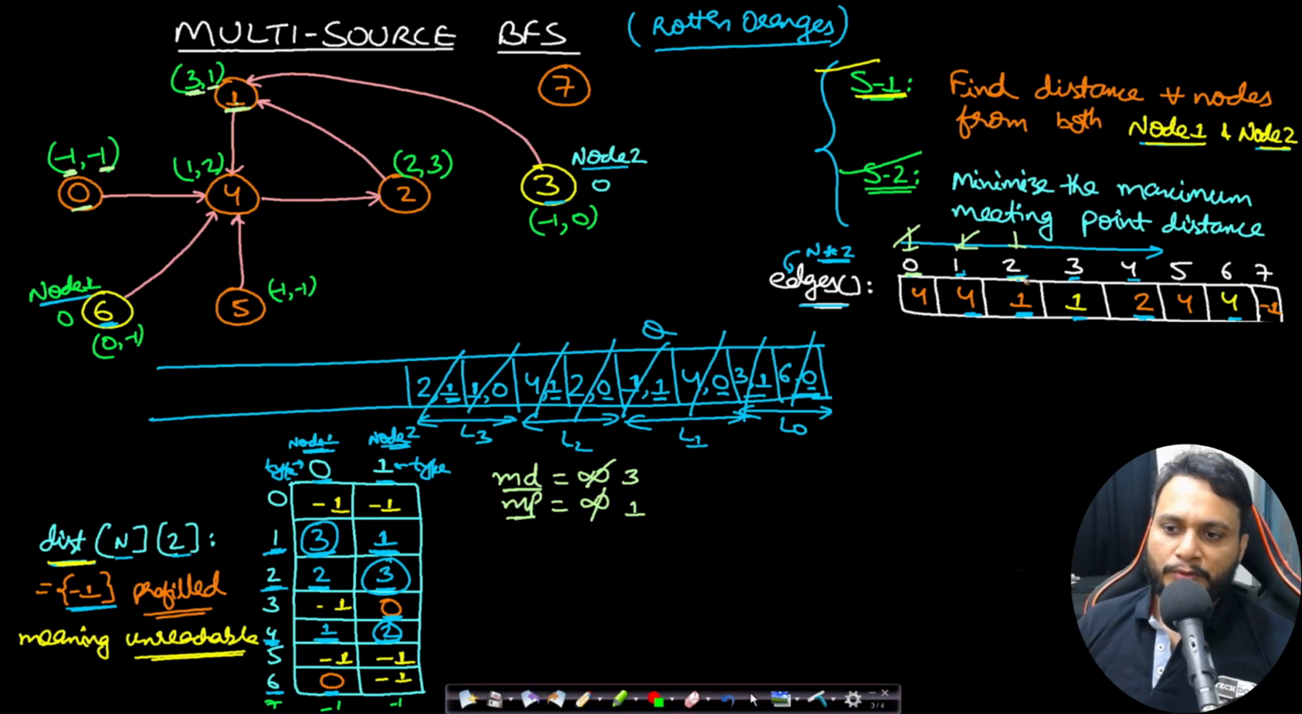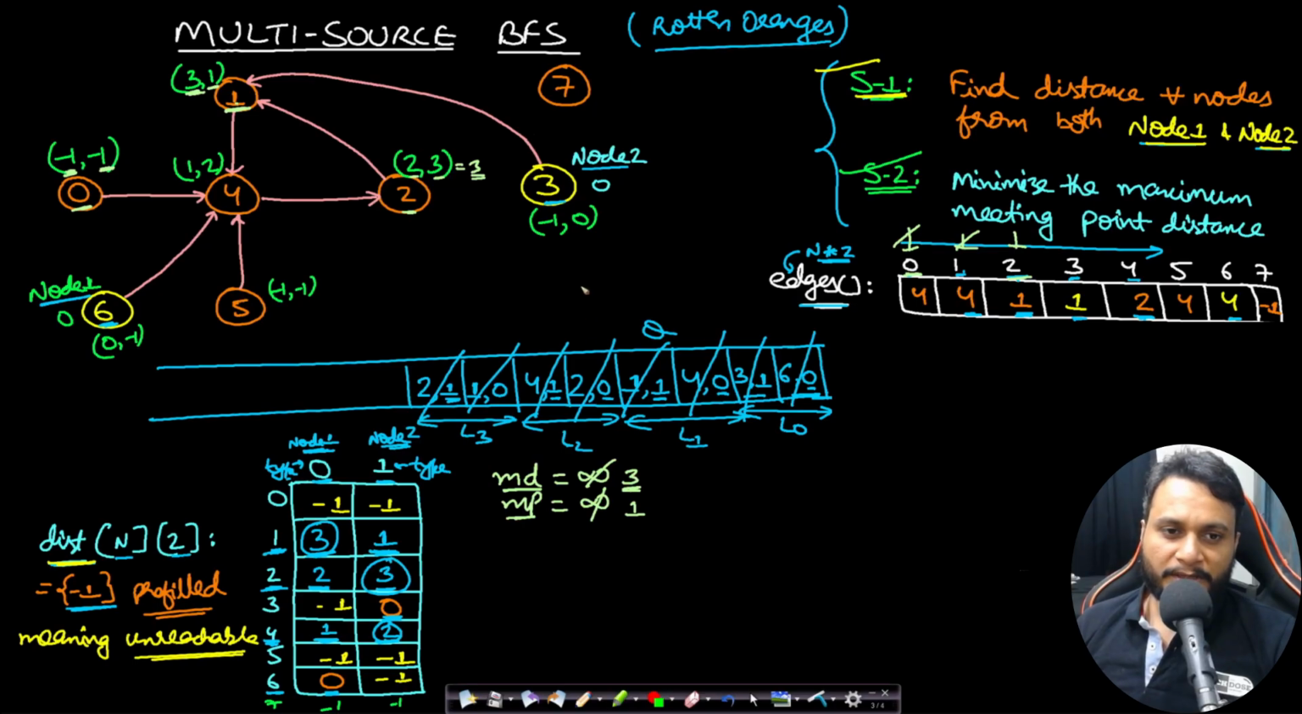Now I will be going to 2. When you go to 2, the max of this 2, 3 is 3. So is this 3 a better option than this 3? No, right? It is not a better option. Now this distance value is the same as this 3, right? So if it is the same, then I will not be changing anything.